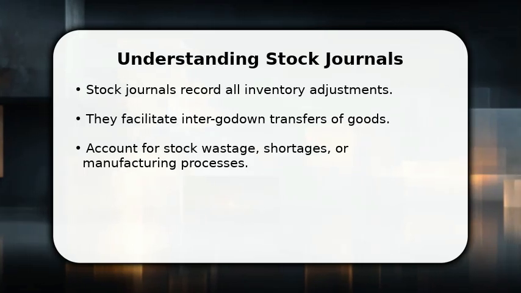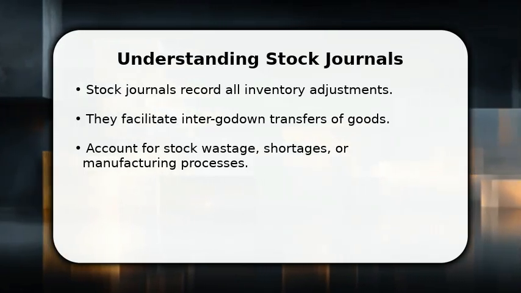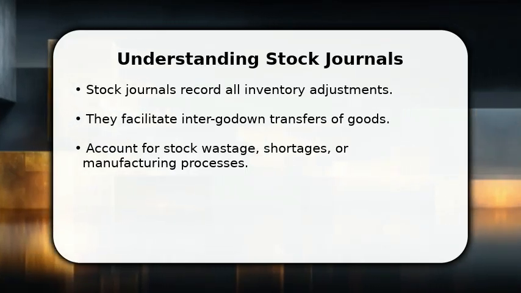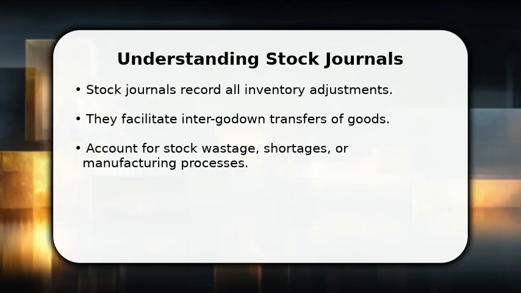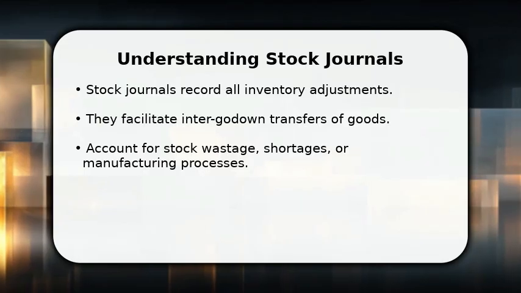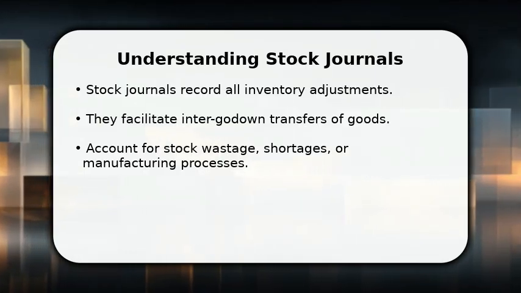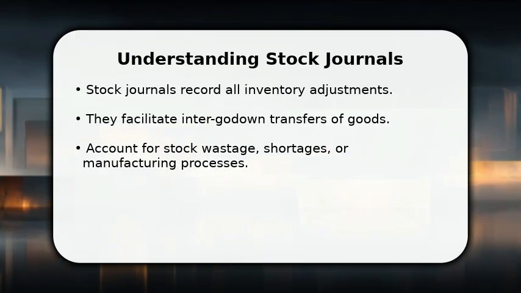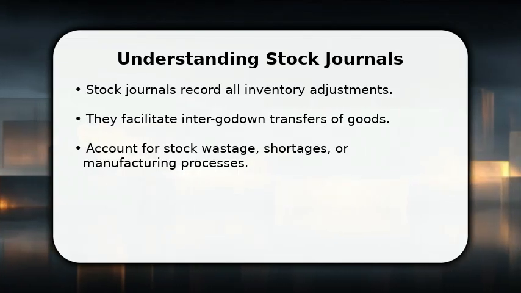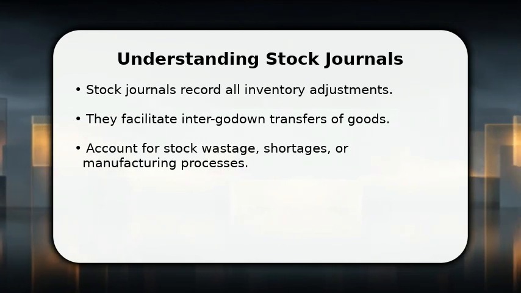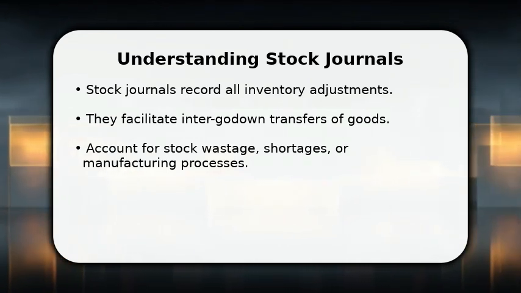Enjoy the video. In this video, I will explain how to make a stock journal entry in Tally Prime. A stock journal is a crucial tool for managing your inventory. It allows you to record various adjustments, such as moving goods between different storage locations or accounting for any stock loss or gain. You can also use it to track materials used in manufacturing or to include extra expenses incurred during stock transfers. This ensures your inventory records are always accurate and up to date.